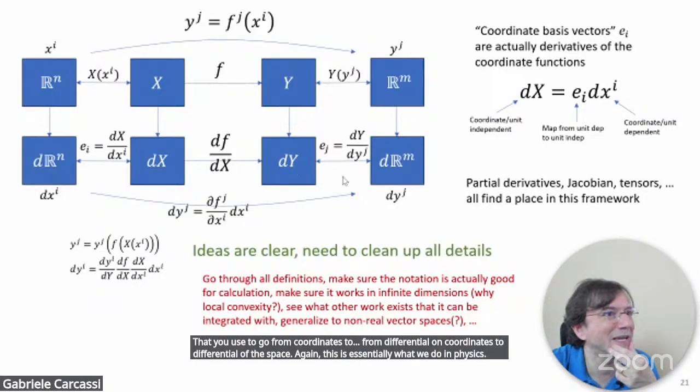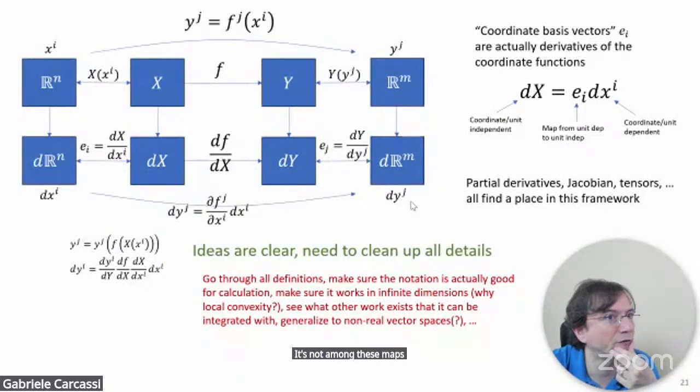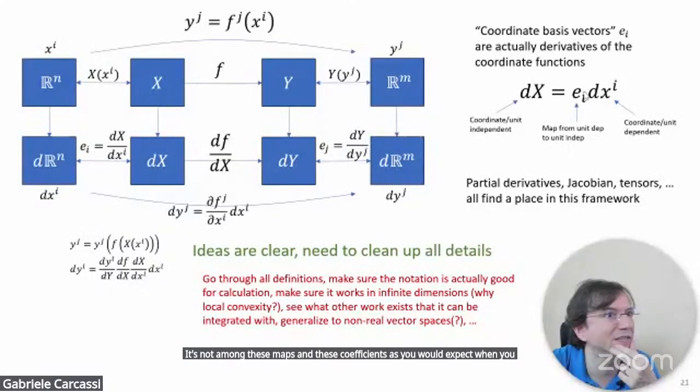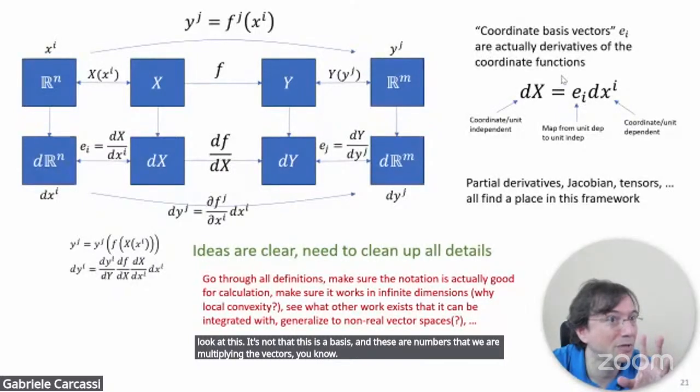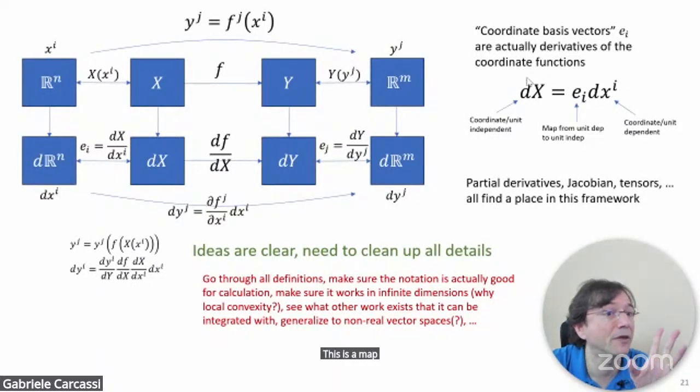The vector space structure is here. It's not among these maps and these coefficients, as you would expect when you look at this. It's not that this is a basis and these are numbers that we're multiplying the vectors by, because otherwise this dimension would not make sense. This is a map, and we're mapping things from different coordinates.